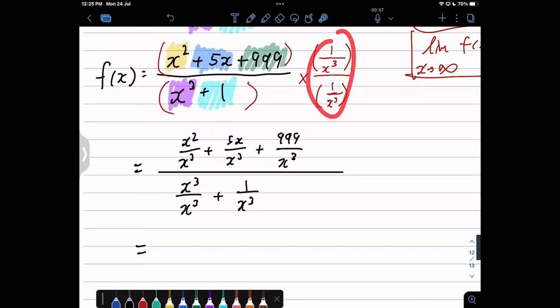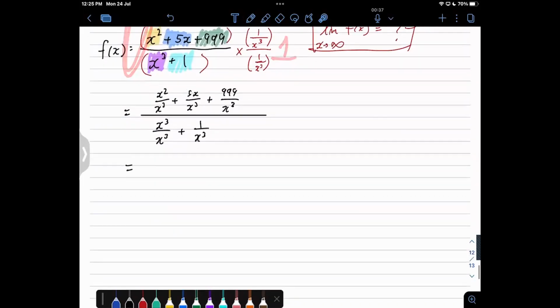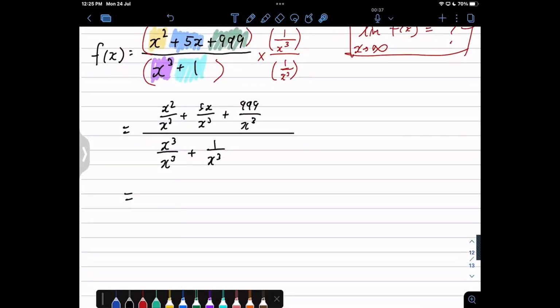Algebra step. I can multiply by this fraction because they cancel off to become a 1. Times 1 means I don't change the value. They are still equal. But more importantly, now I can do some algebra. X squared over x cubed is just 1 over x. Plus 5x over x cubed is just 5 over x squared. You get 999 over x cubed, which cannot simplify. All divided by x cubed over x cubed, which is 1, plus 1 over x cubed.